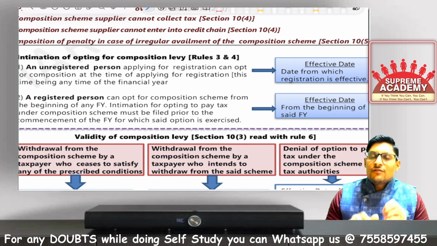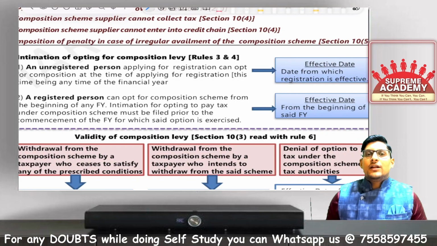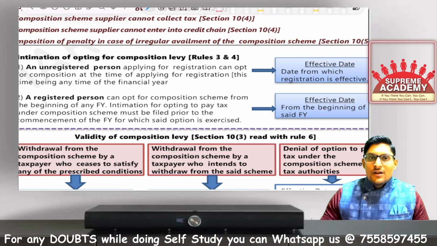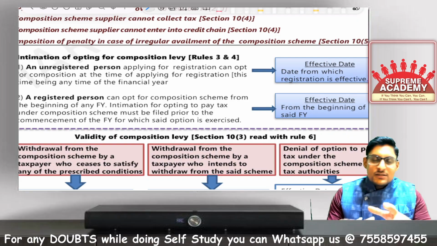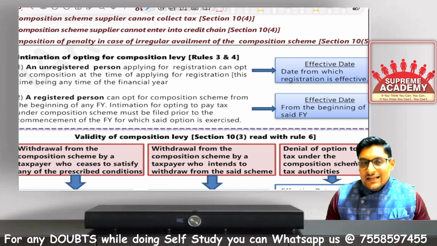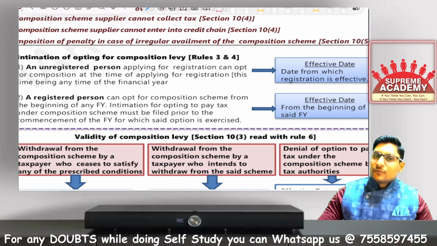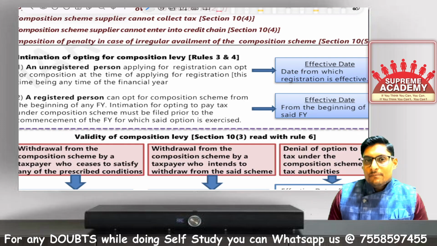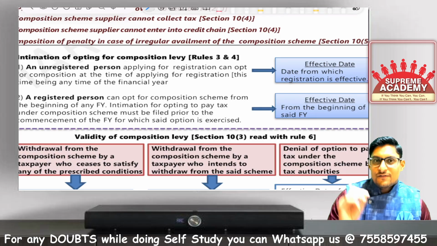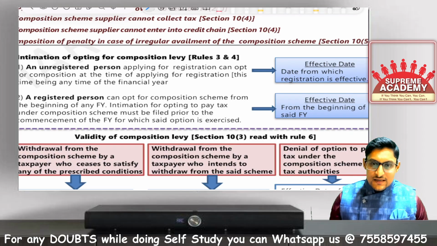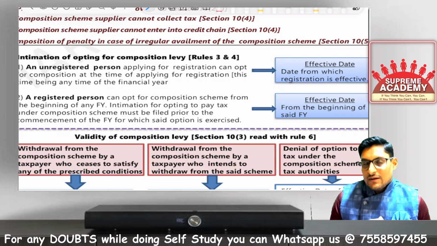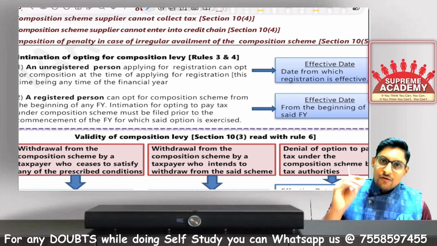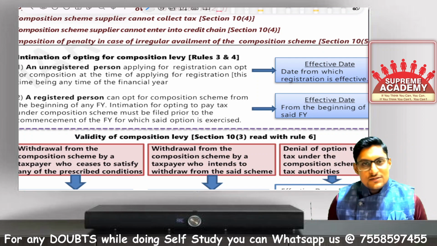When he puts the application for registration, at that time only he should intimate the proper officer whether he is going to opt for composition scheme or not. If at the time of registration itself he opts for composition scheme, then the composition scheme will be effective from the date of registration itself. Yes, from the date of registration itself. Whenever he gets the registration, from that day he can enjoy the composition scheme.